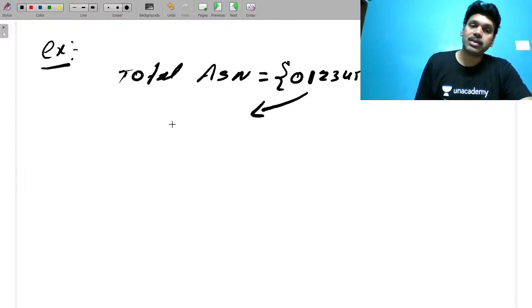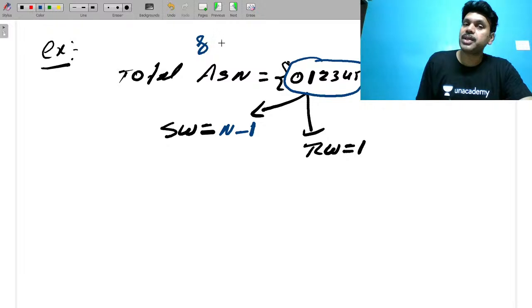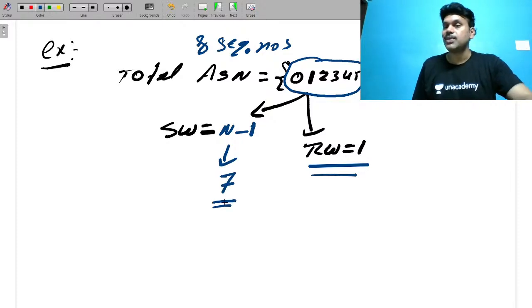He is asking what is the sender window and what is the receiver window. Receiver window is 1 and sender window is what? N minus 1. How much? All together I have 8 sequence numbers. So receiver window size is 1 and the sender window size is 7. Why 7? I will explain.